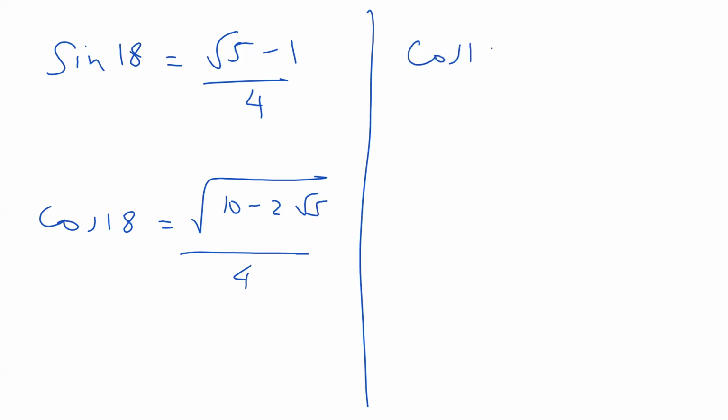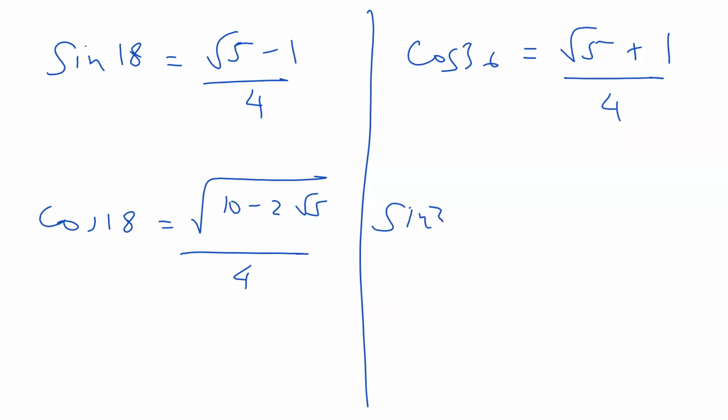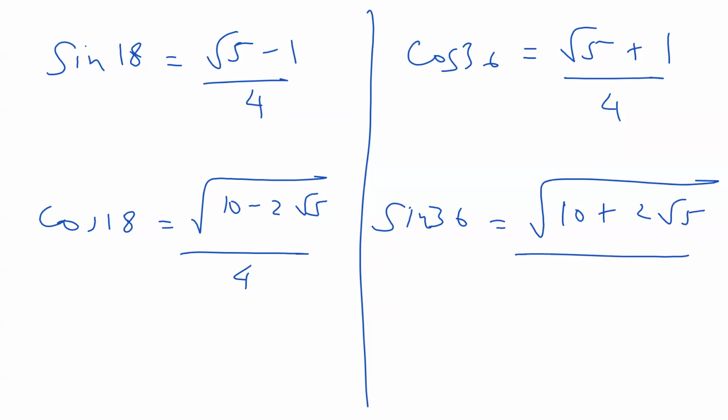Then cos 36 is root 5 plus 1 upon 4, sorry, it's the conjugate of sine 18. Cos 36 and sine 36 are root of 10 plus 2 root 5 upon 4. Yeah, so my first instruction to all of you is you need to learn this by heart.